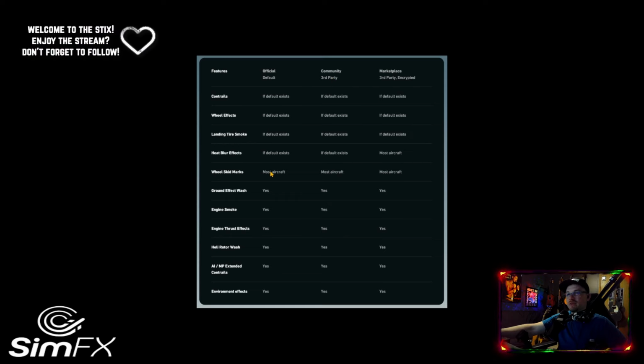Now, your heat blur effects are going to be if default exists. And then, you know, landing tire smoke, wheel effects and contrails, all of these are if default exists. So it's pretty self-explanatory as far as that goes. Just take a look at the website and you'll find this there.